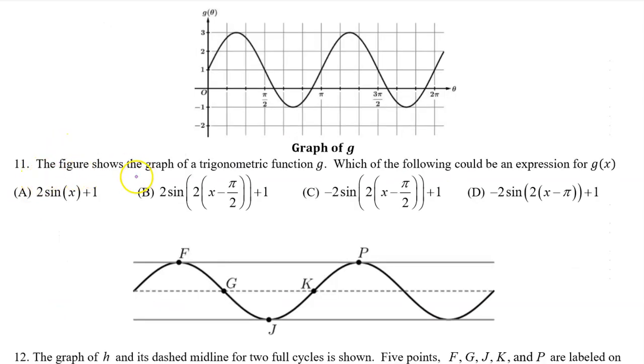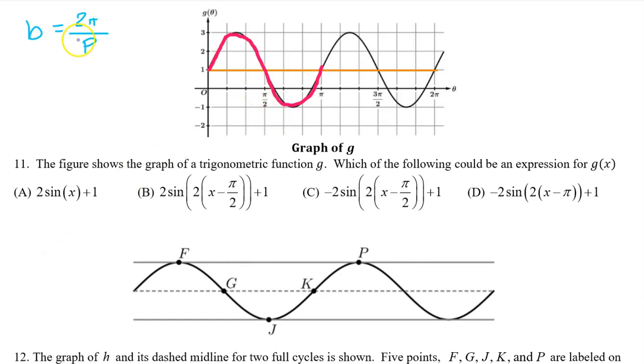Number 11. The figure shows the graph of a trigonometric function g. Which of the following could be an expression for g of x? Let's take it one option at a time. Option A has a c value of 0. That means no phase shift. So option A should have one period that begins right at 0. This is a sine function with a positive a value. So one period of option A should look something like this.